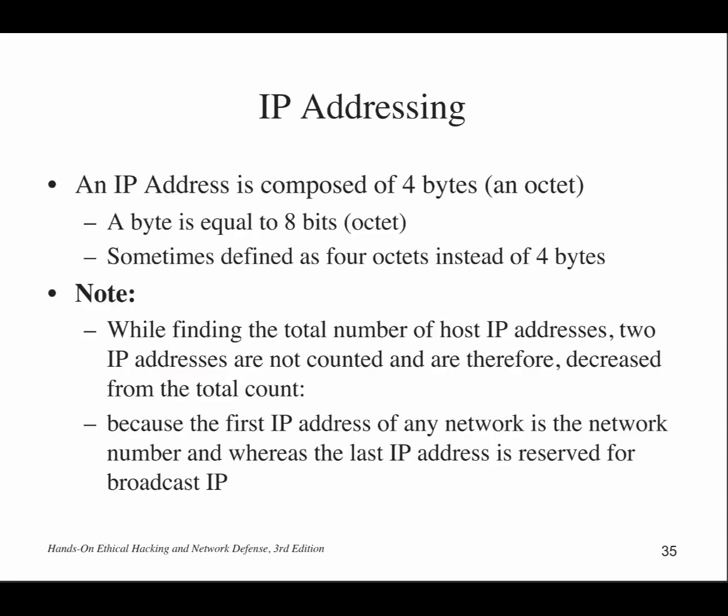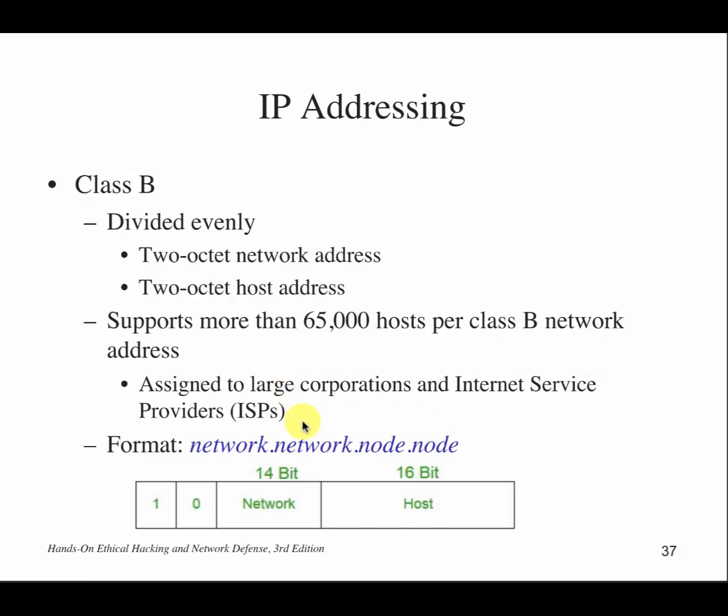Okay, class B here. So you can count in this case how many possible networks: 2 to the power 14 minus 2. It's going to be around 16,384. How many possible hosts per network: 2 to the power 16 minus 2? Well, it's going to be 65,534. I do have the numbers here, I don't memorize them. Okay, good.